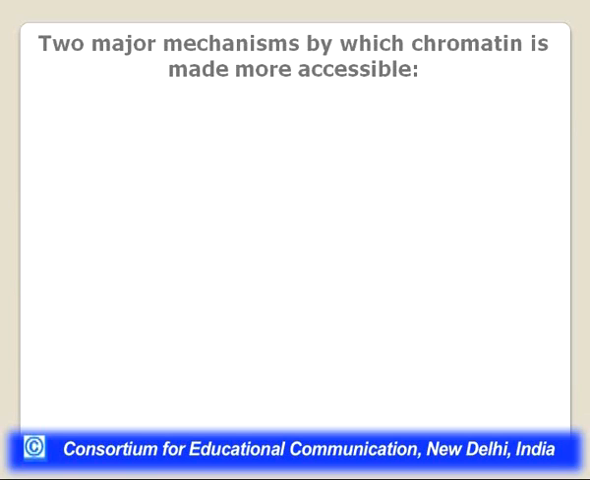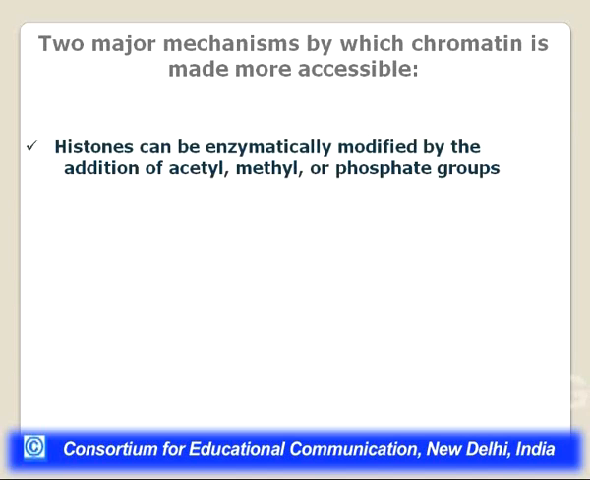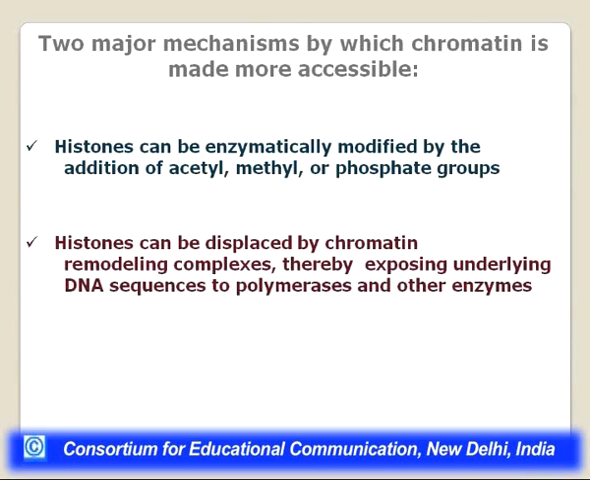So, the two major mechanisms by which chromatin is made more accessible are, one, that the histones can be enzymatically modified by the addition of acetyl, methyl or phosphate groups. As I talked about, histone modification is very important for regulation of transcription and other processes. And the second, the histones can be displaced by chromatin remodeling complexes.